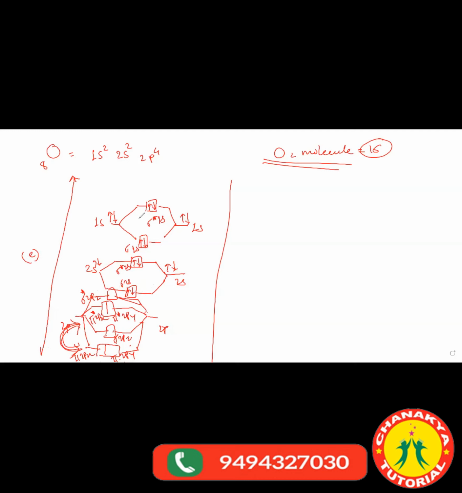Then the next, here, how many? 4 electrons this side, 4 electrons that side. So total how many electrons are there? 8 electrons are there. So it will happen here. First 2 electrons go into the sigma 2pz. Then 3, 4, 5, 6 electrons go into the pi 2px and pi 2py, and the remaining 2 will go to this, single electrons will go into this pi star 2px and pi star 2py. Clear? Yes? Understood or not?